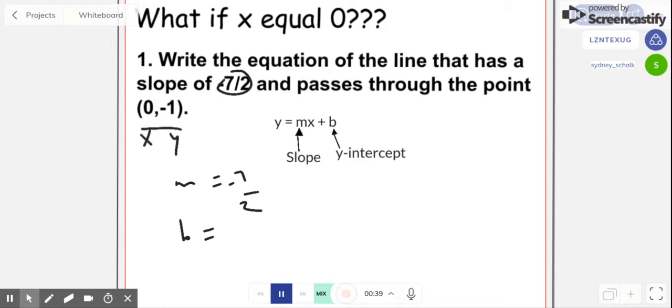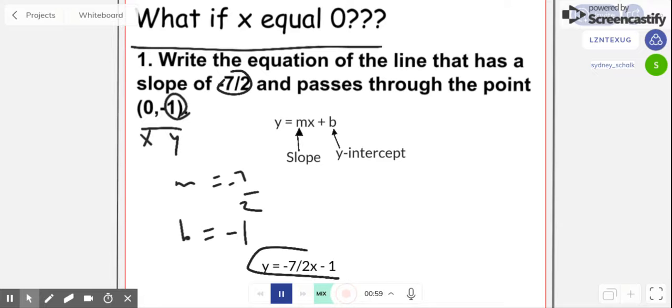B equals. Well, we know that our y-intercept is what our y value is when our x is 0. So here it says, what if x equals 0? All we have to do is use the y value as our y-intercept. So then we can go ahead and write our equation. We have y equals -7/2x minus 1.